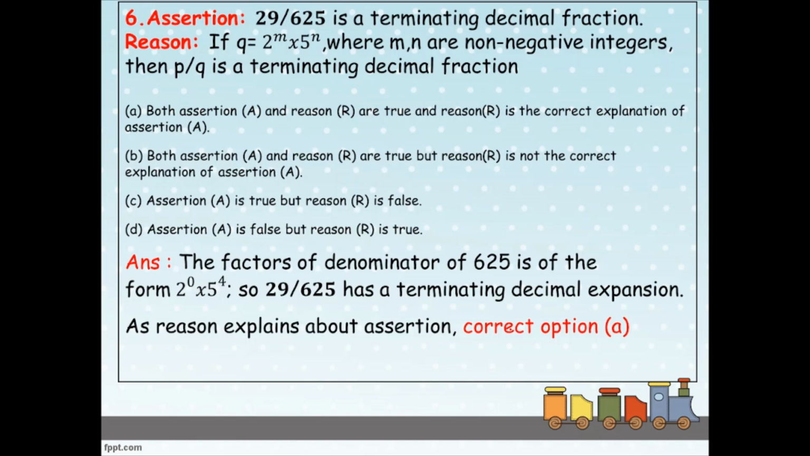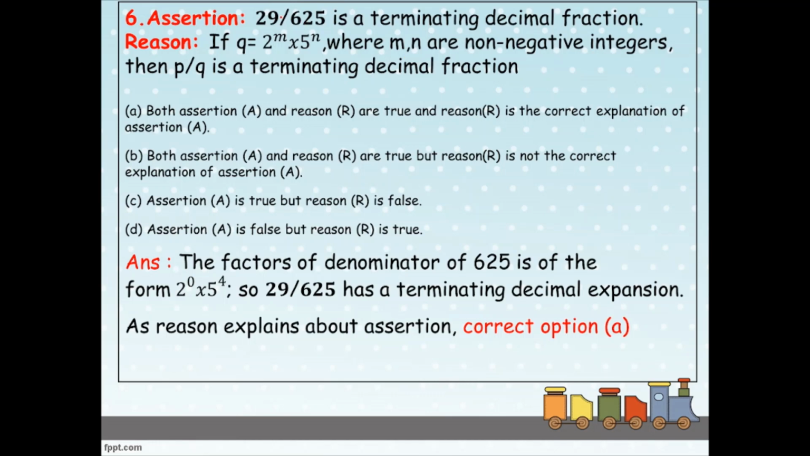Question 6. Assertion: 29 by 625 is a terminating decimal fraction. Reason: If q equal to 2 power m, 5 power n, where m and n are non-negative integers, then p by q is a terminating decimal fraction. The factors of the denominator. R is a true statement. It is a property. It is a theorem. Standard rule. So it is true.